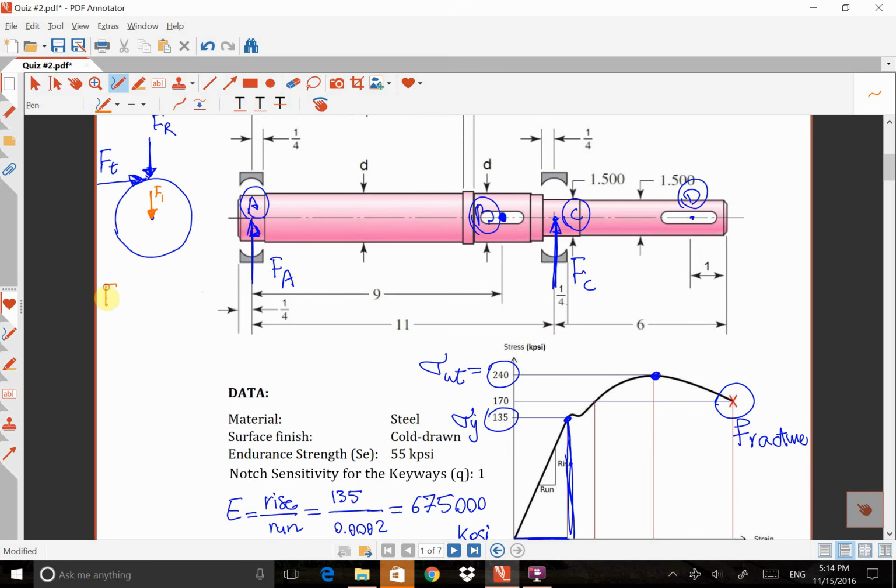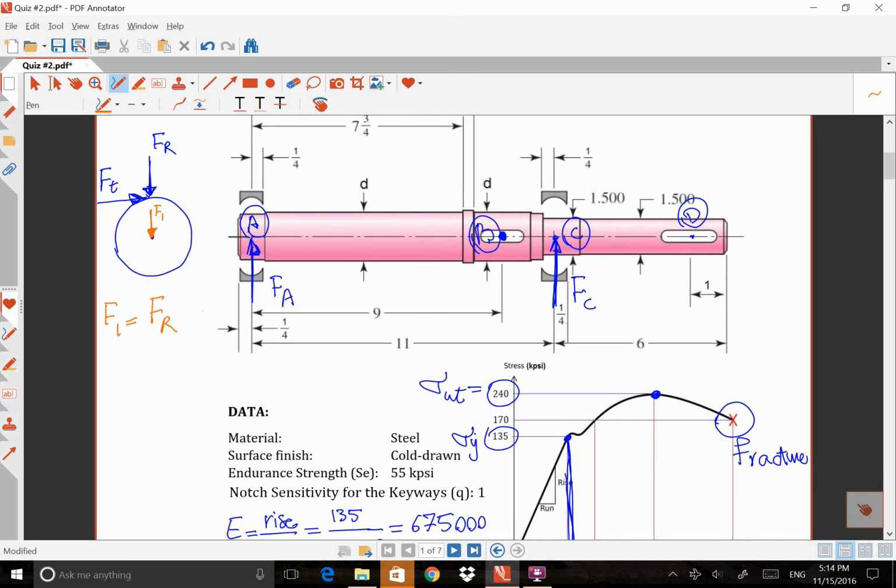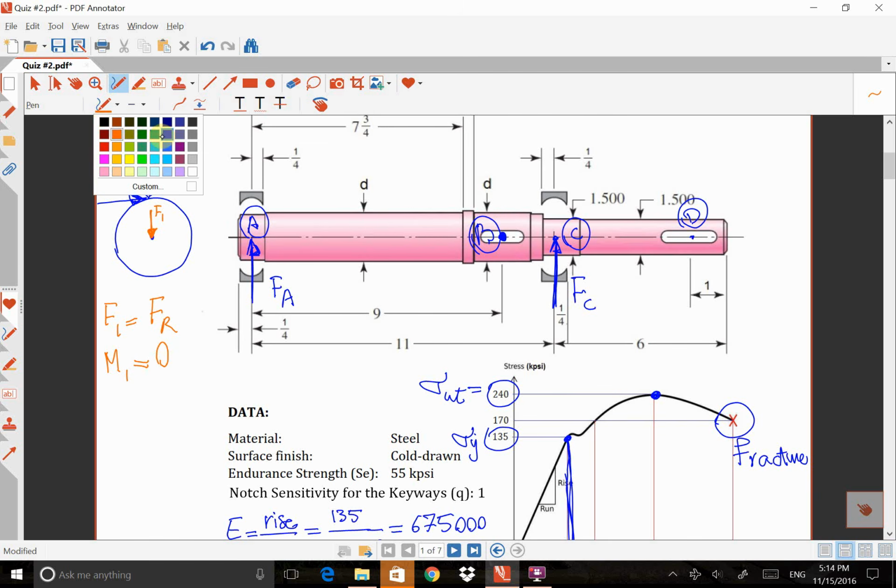So the value of F1 is exactly the same as the value of that radial force, the force that I'm going to move, and it's going to have a moment. But because the load line is passing through the point, the moment caused by this force is 0.